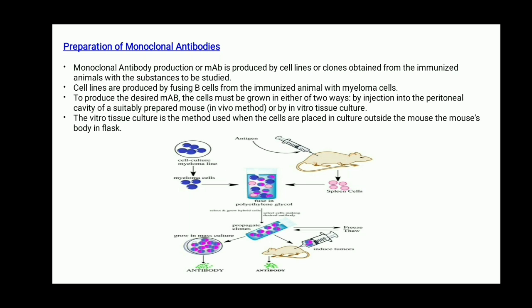There are two ways to produce monoclonal antibodies. The in vitro tissue culture is the method used when the cells are placed in culture outside the mouse in a flask.